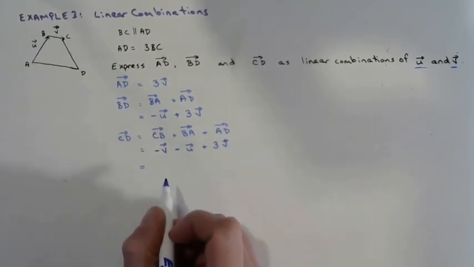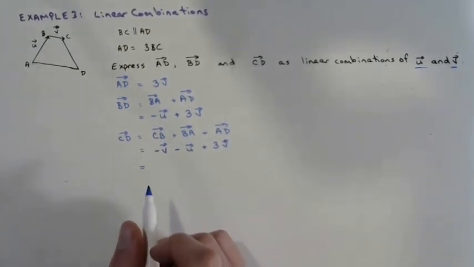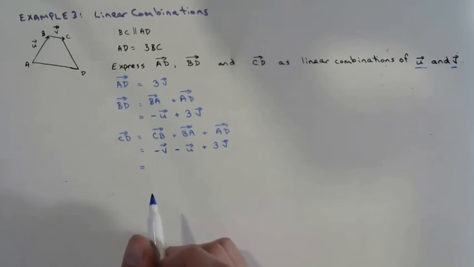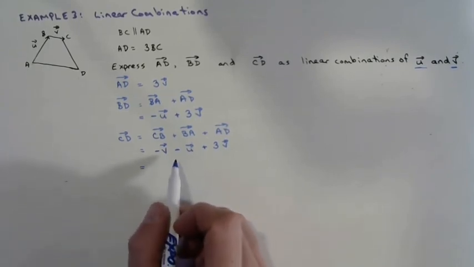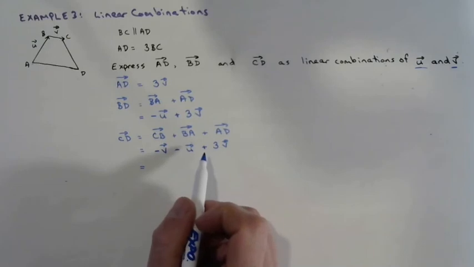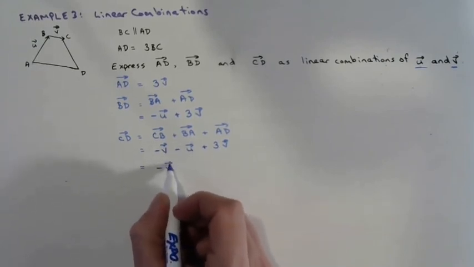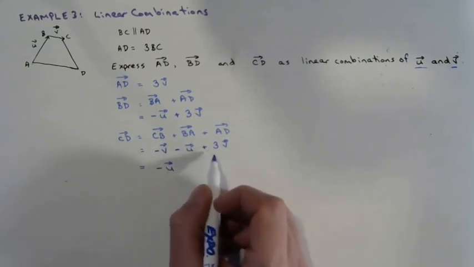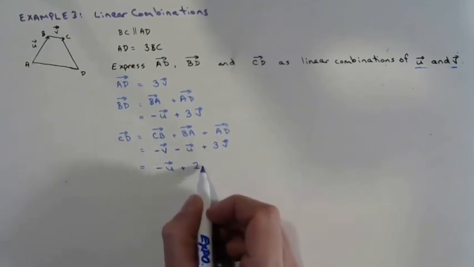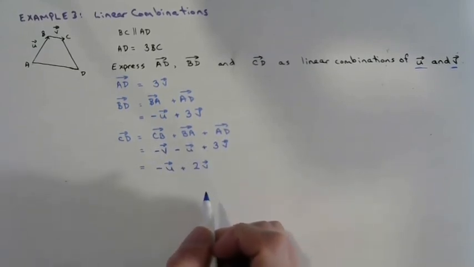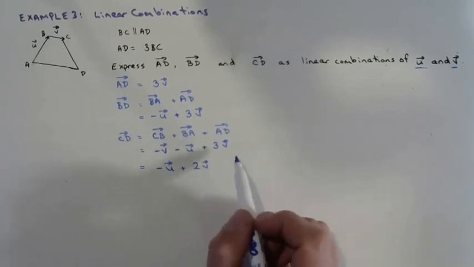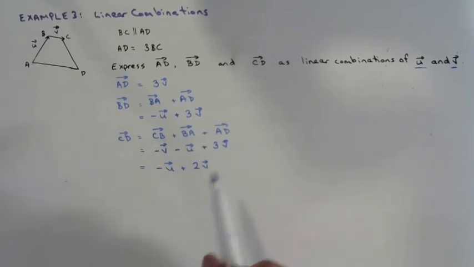And now we can use commutative property of addition or subtraction, and we can just combine like terms, basically. We have negative u, we have a negative v and positive 3v, that's going to leave us with plus 2v. All right, that's commutative property and associative property at work.